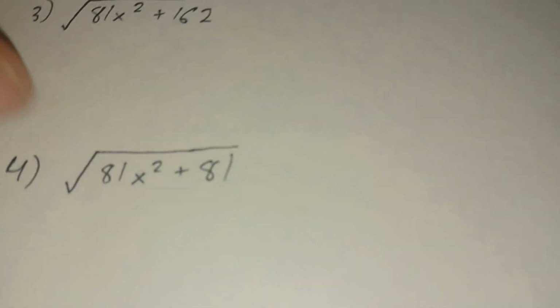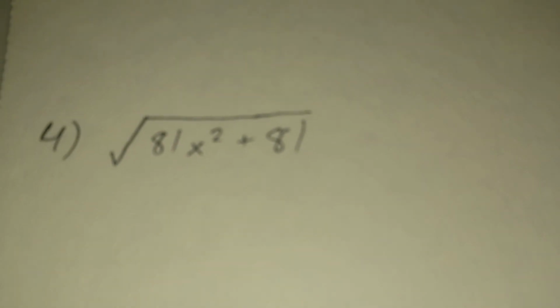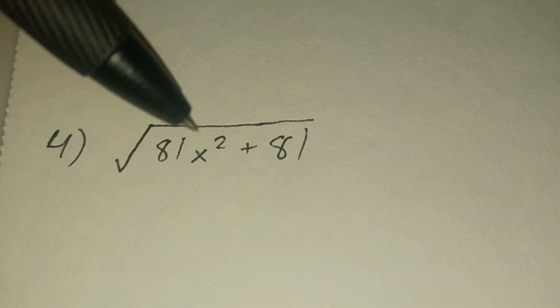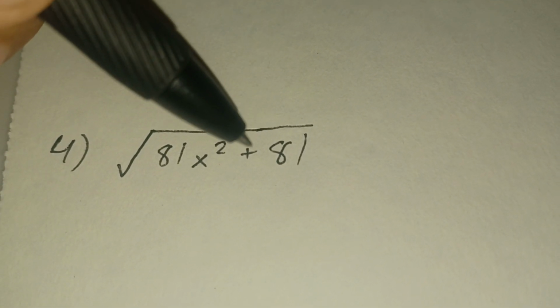Alright, so we got three expressions. I'm going to start with this one. So what we have to do here is simplify all of these. So yeah, let's go ahead and do this last one first. So our expression is the square root of 81x squared plus 81.